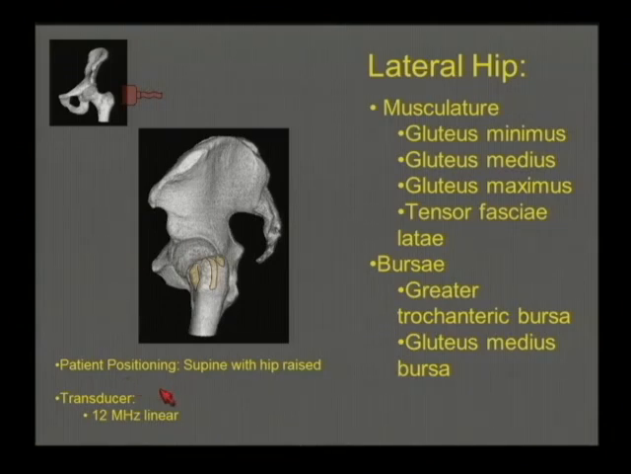Transducer that we're going to use, 12 megahertz high frequency transducer if possible. In some more obese patients, you may need to use a lower frequency transducer, but usually you can get by pretty well with a high frequency transducer in this location.